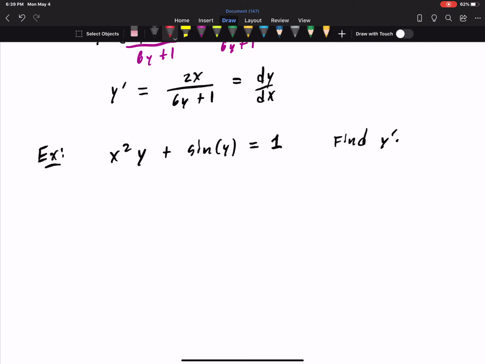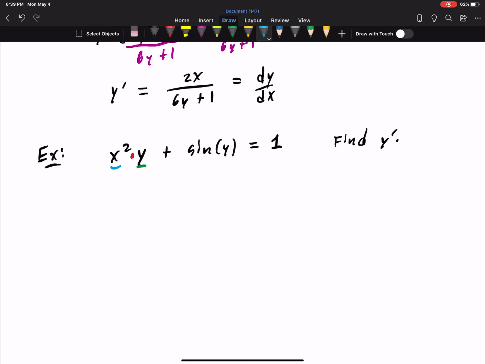Looking at this first term here, we have two functions in x being multiplied. We have x squared being multiplied by y, where y is a function in x. So we have to use the product rule here. And how do we use the product rule? We derive the first thing, leave the second alone, and then add on when we derive the second thing, leave the first alone.